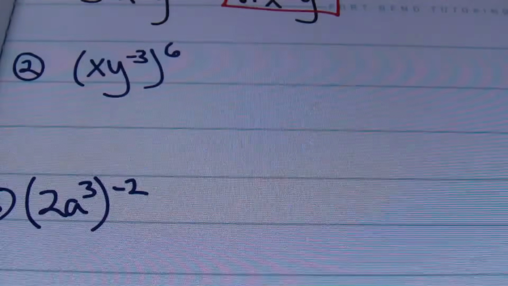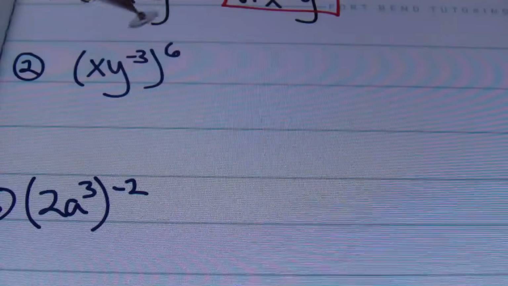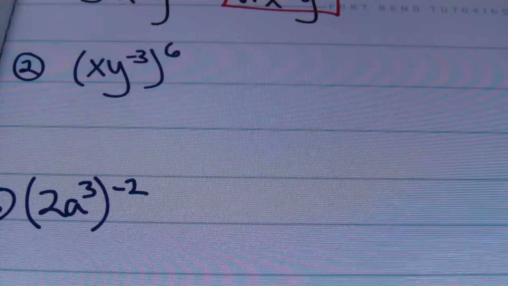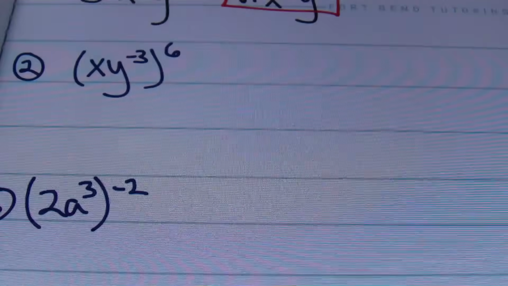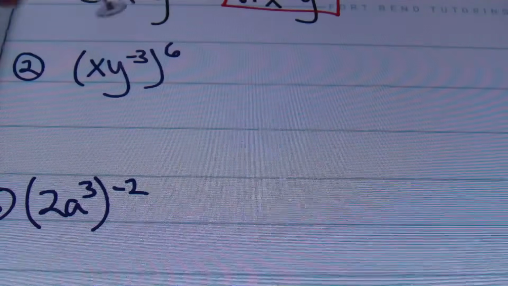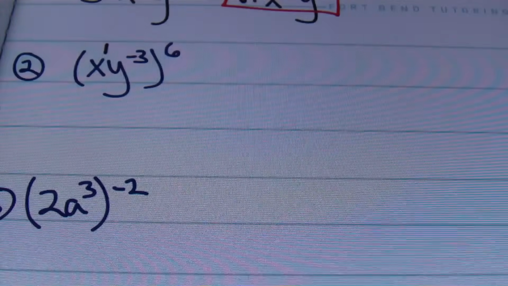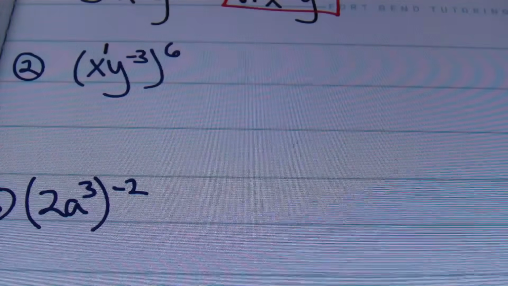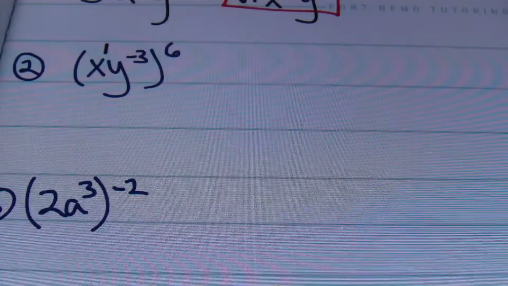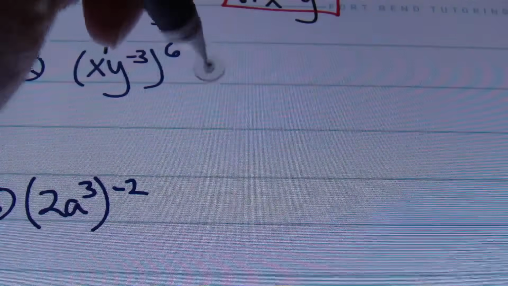Here in problem number 2, I'm given a quantity xy raised to the negative 3rd power, which is all being raised to the 6th power. Remember, if I don't see an exponent, you know it's got to be 1. So this is x to the 1st power times y to the negative 3rd power, all being raised to the 6th power. Remember, multiply your exponents. So I'll end up with the following.